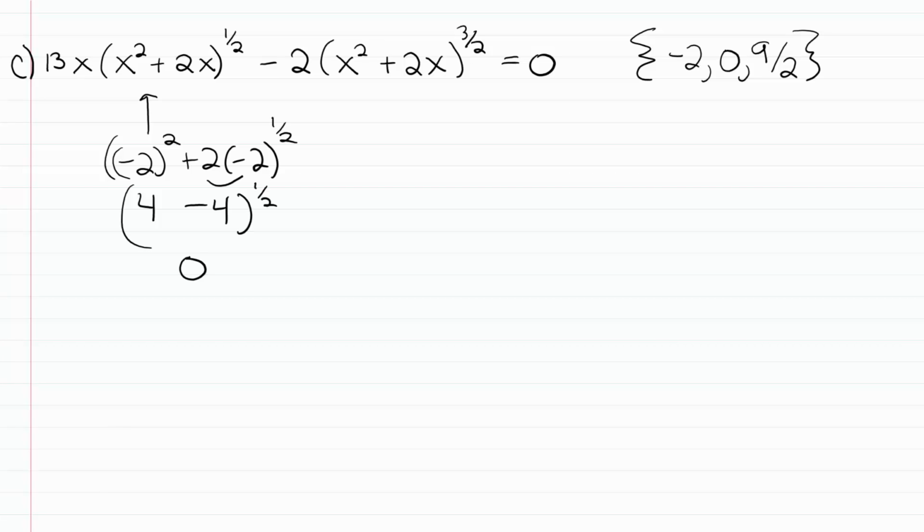Now remember, if that's 0, then so is this. This is also 0. And then taking the square root of 0 or raising 0 to the 3/2 power, that's also going to give you 0. And if those two terms are 0, because 2 times 0 is 0 and 13x times 0 is 0, you're going to end up getting 0, of course. So it looks like -2 does indeed check.